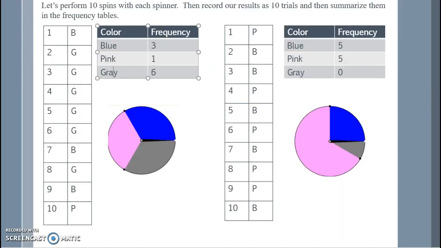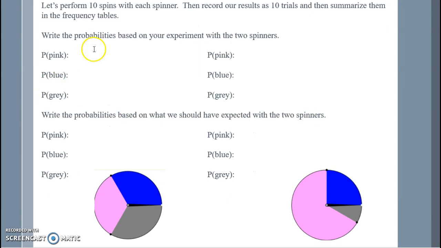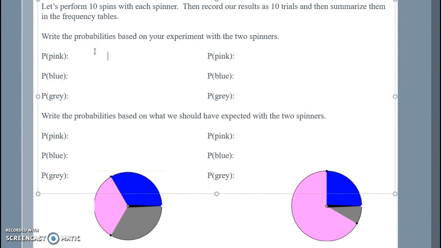Just a couple of quick remarks here about these two pieces. Notice that there are equal amounts of pink, blue, and gray, and here it was offset a little bit. Since all the outcomes are the same, we would call this a fair spinner, or this would be an unfair spinner since they don't all have the same outcome or possible outcome as the rest. So going to the next room here, write the probabilities based on your experiment with the two spinners.